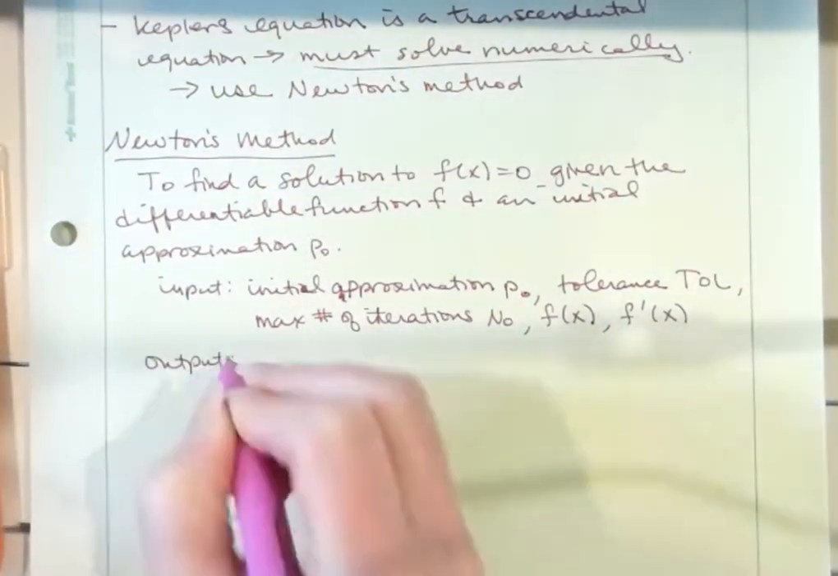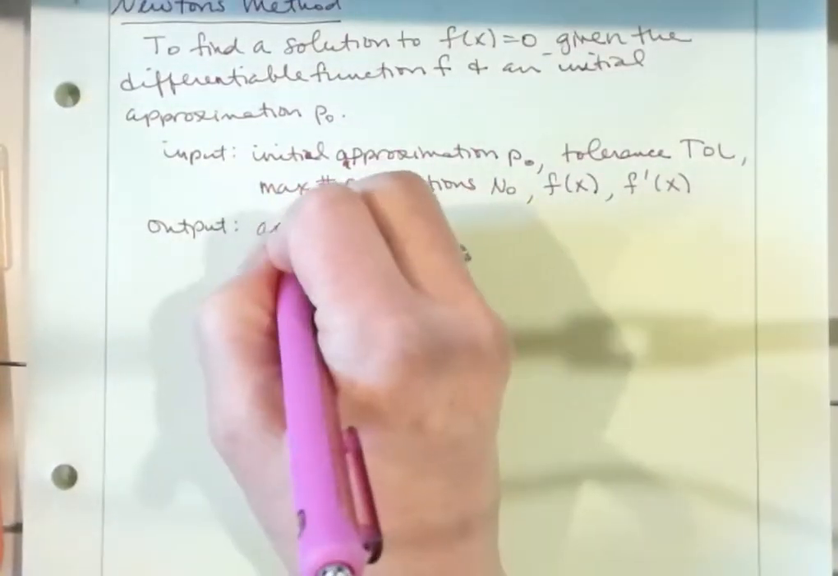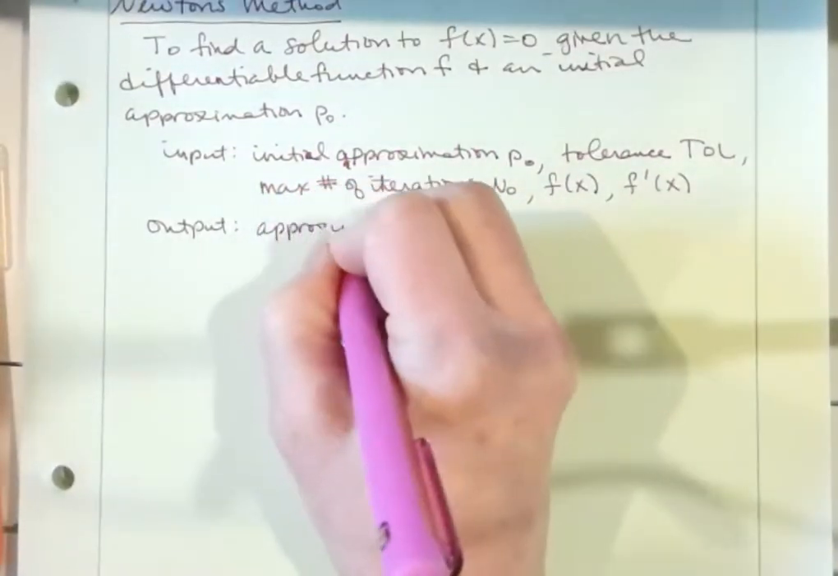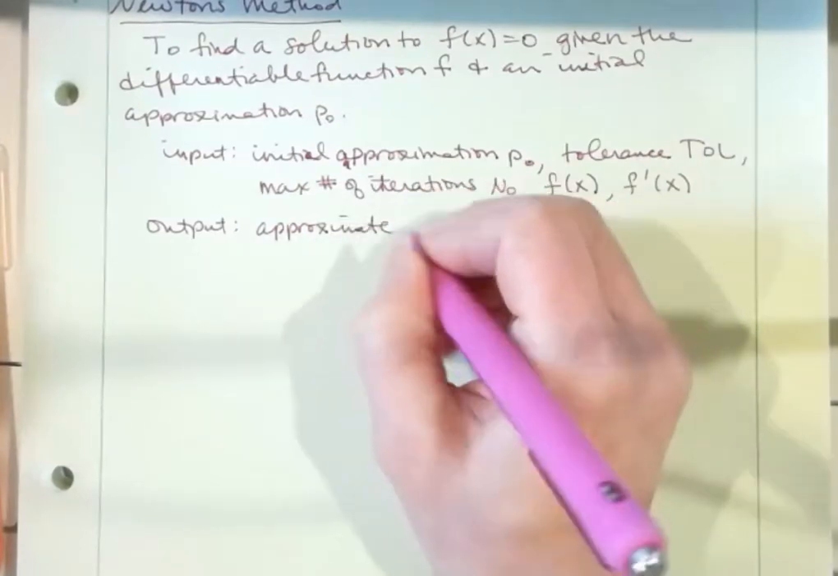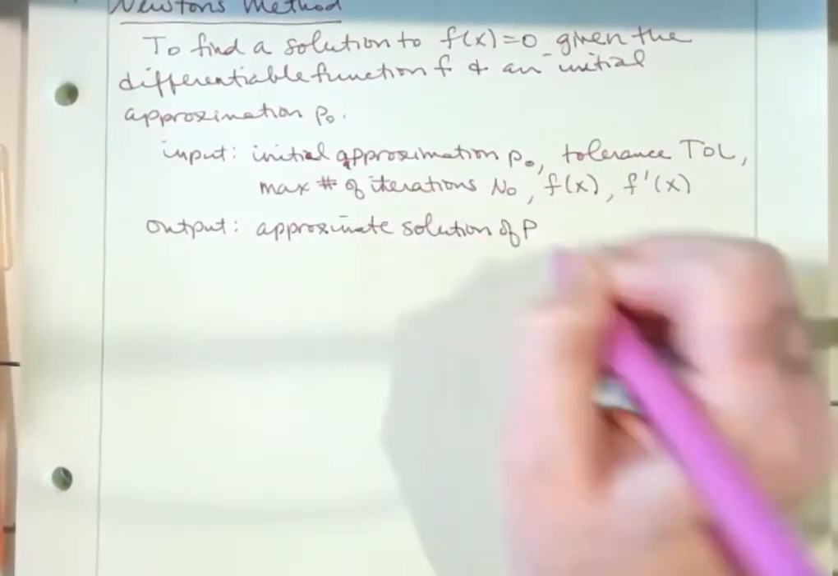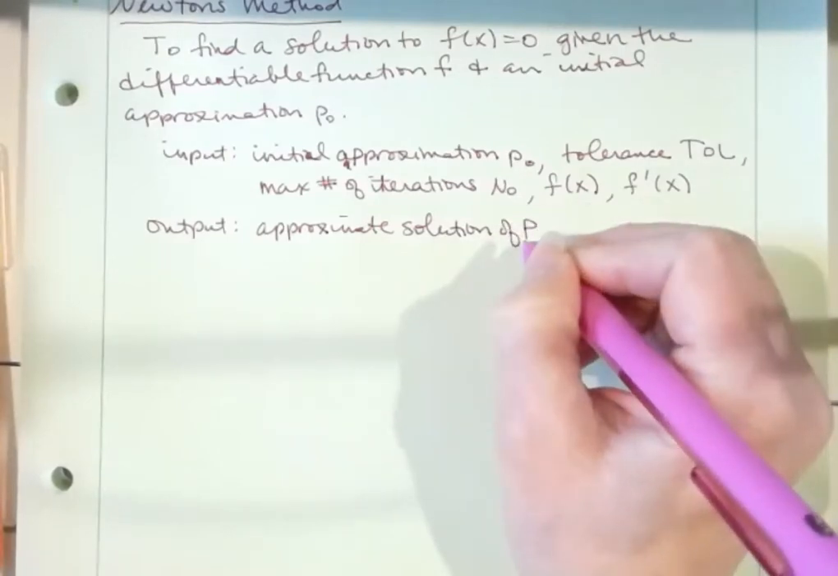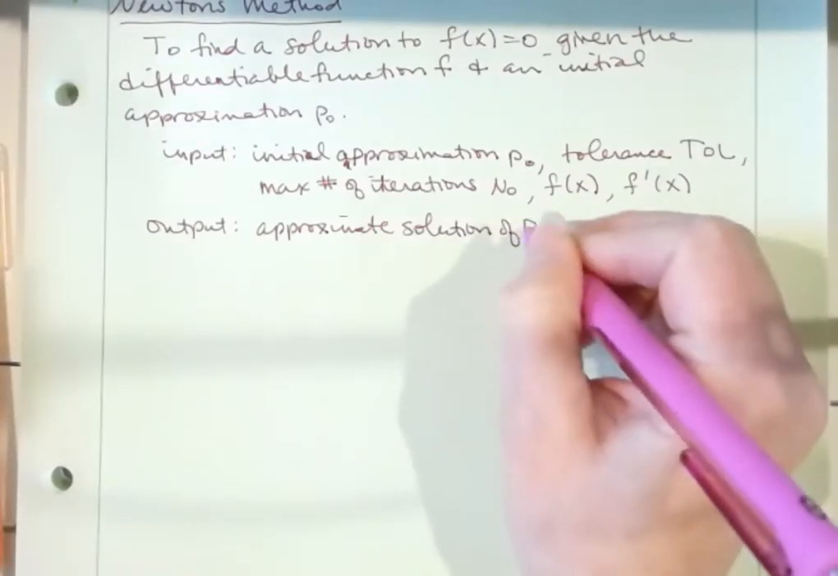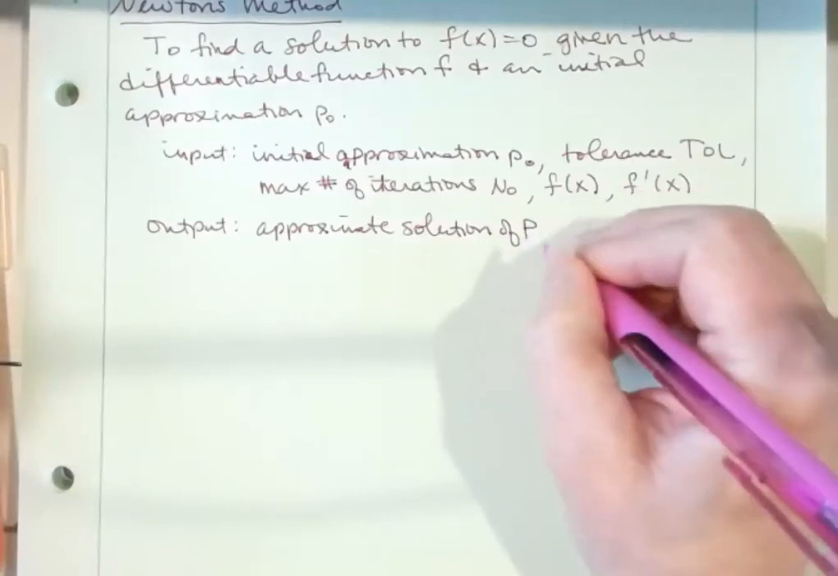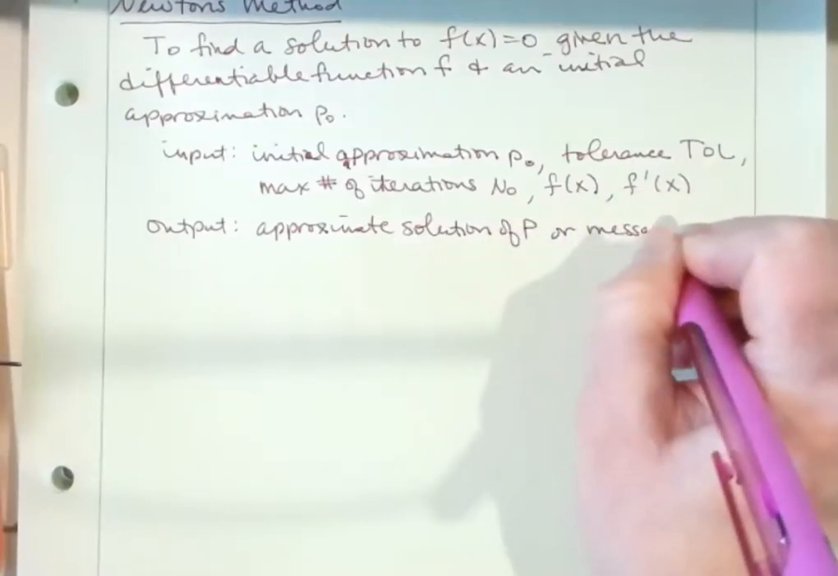And then for the output, we need the approximate solution P. This will be the approximation of the root. In our algorithm, we're going to call it P. If we can't get this solution, though, we're going to have some message that it failed.